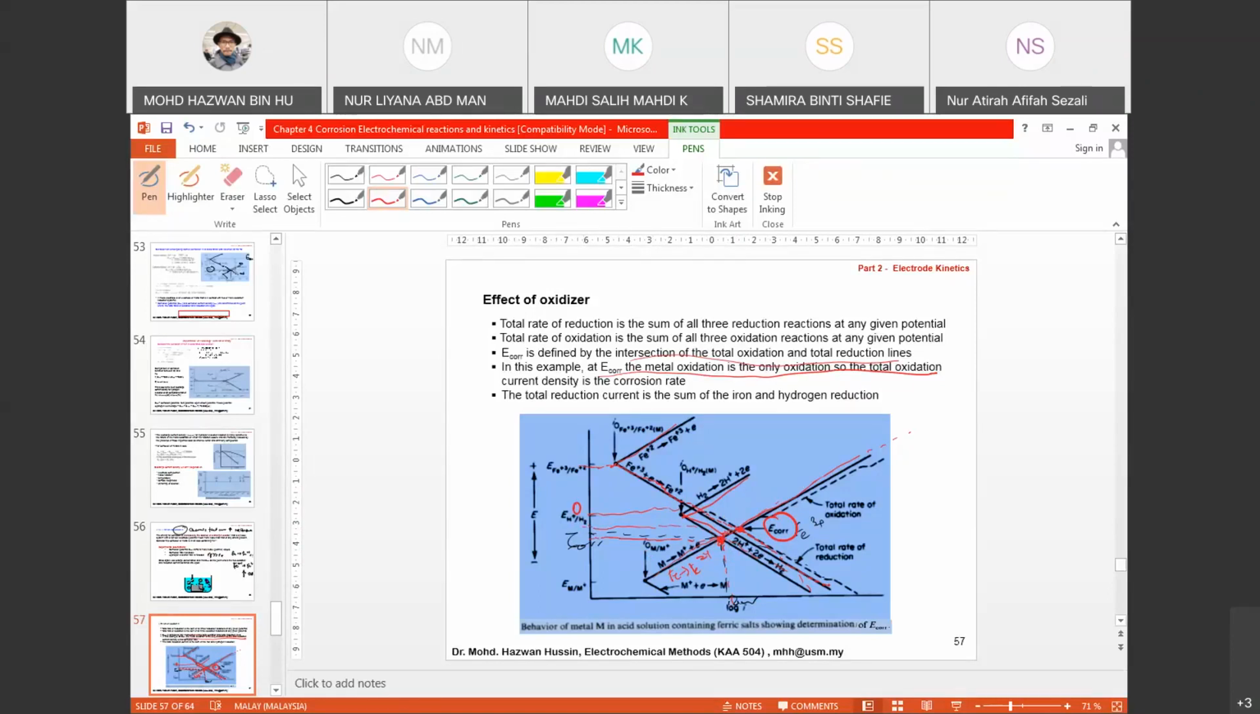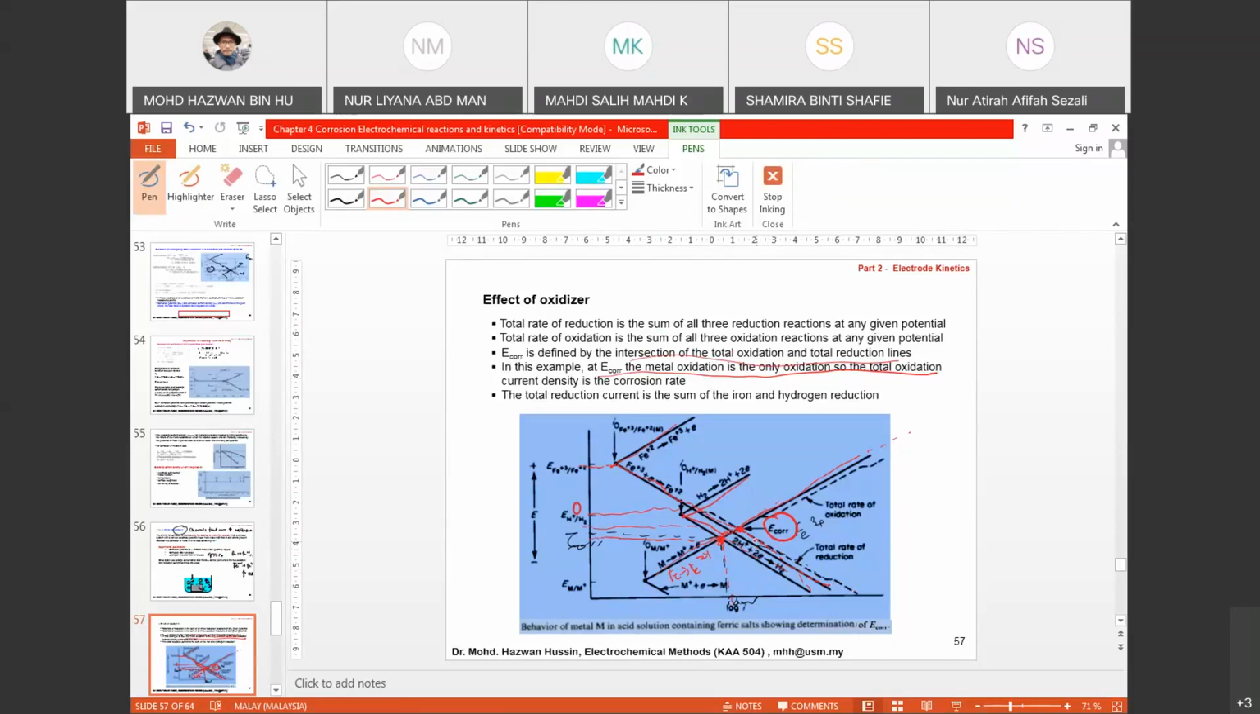Is it okay to everyone? Any questions so far? Doctor, why is there the dotted line? Which one? This one. Yes. Why should we consider this dotted line?